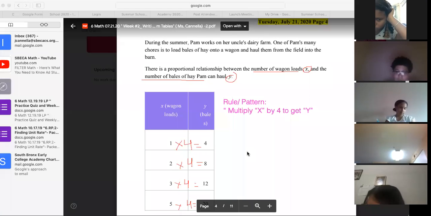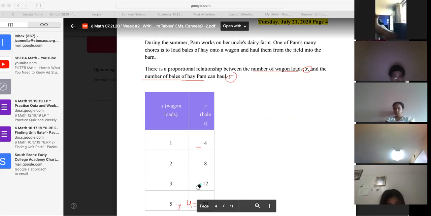You are multiplying x by 4, so 4x, to get your y. So 4x is equal to y, or y is equal to 4x, because I'm going to show you once you write the equation. Amanda, what is the equation that we're going to write on the equation line? Y equals what? 2x, 4x, what? 4x. Good. Y equals 4x. So I'm just going to erase all this so I can show you.